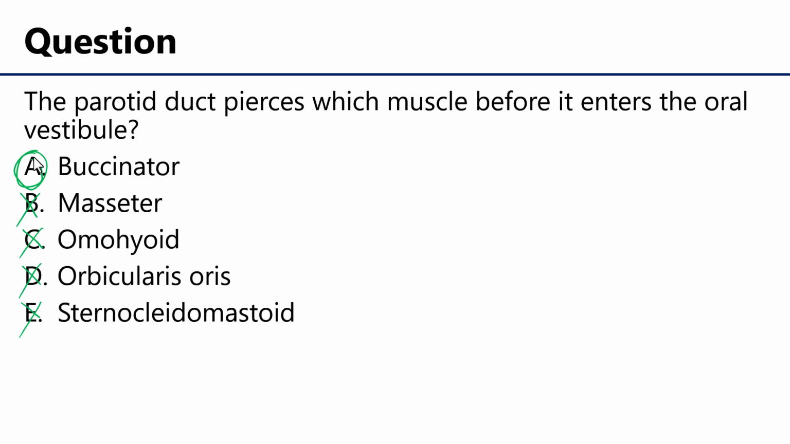It's going to pierce through the buccopharyngeal fascia, then through the buccinator, then through the oral mucosa. So there's a papilla there just adjacent to the second molar. So buccinator is the correct answer here.